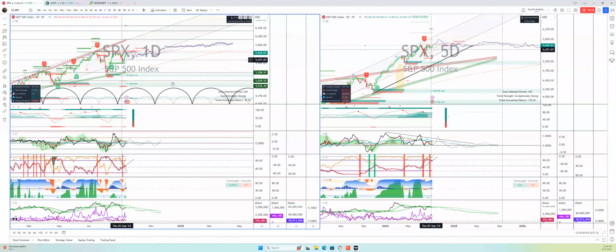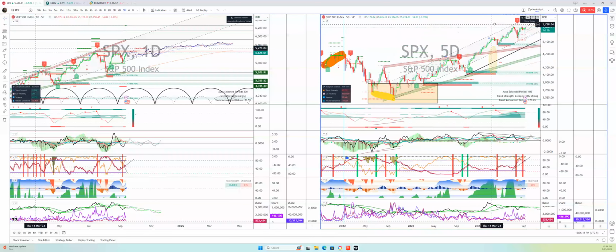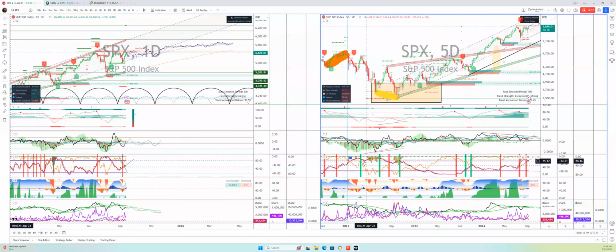Starting off with the daily, and all the predicting indicators to roll over and short interest to build up. And this indicator right here is very important. So if we look at the past, right?